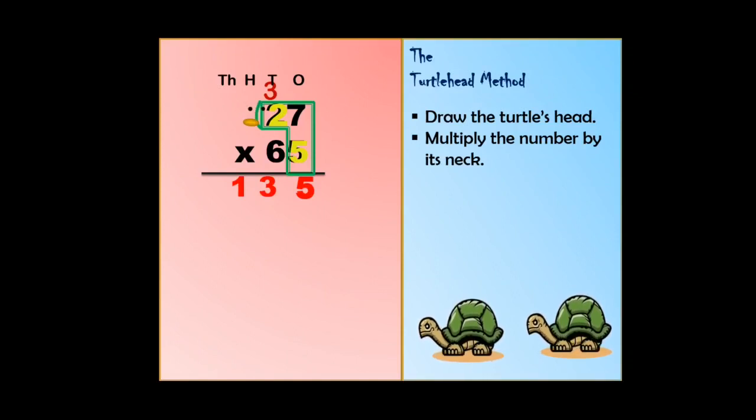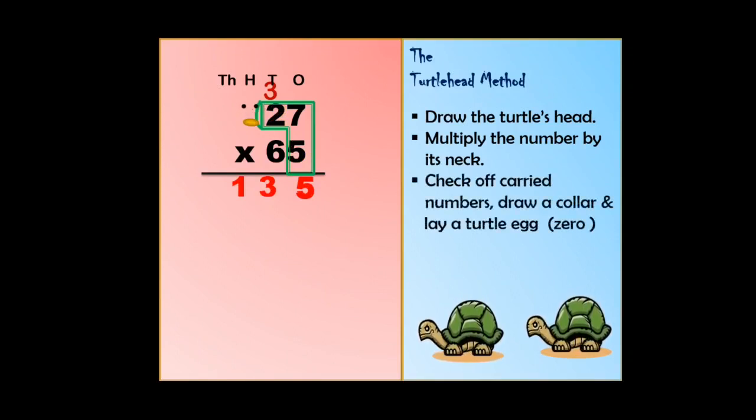Now let's see the other method. Next is to check off the carried number, that is with 3 we are done, so just check it off. Draw the collar over the 5 because we have done with the 5, and lay the turtle's egg, that is 0. Now let's see the other thing.